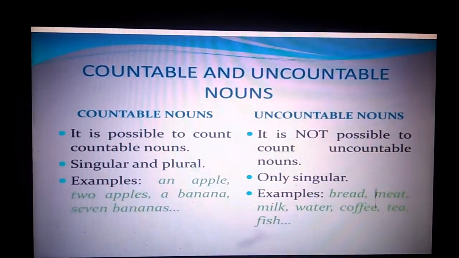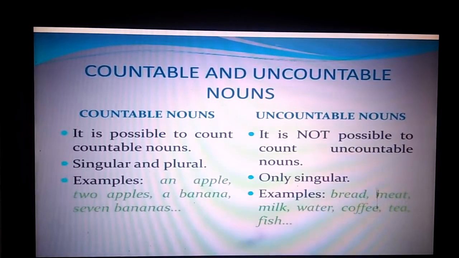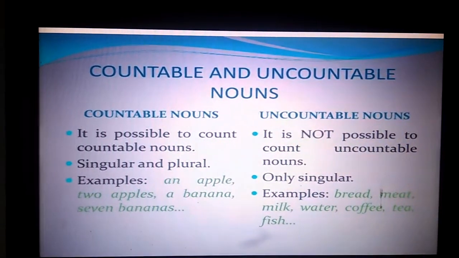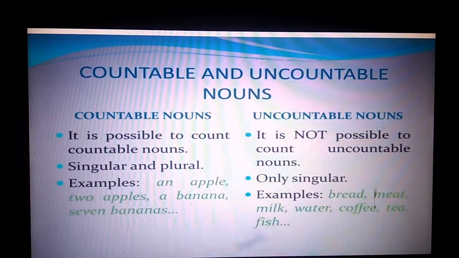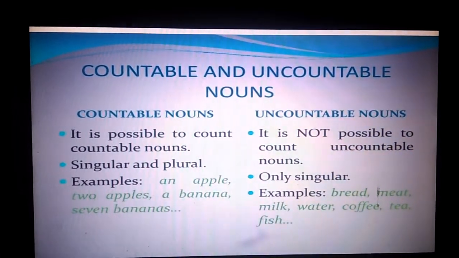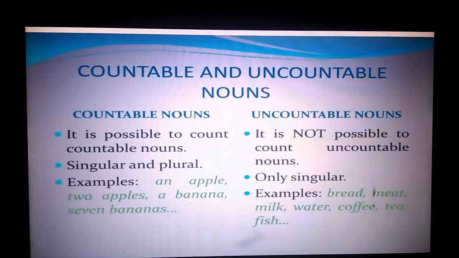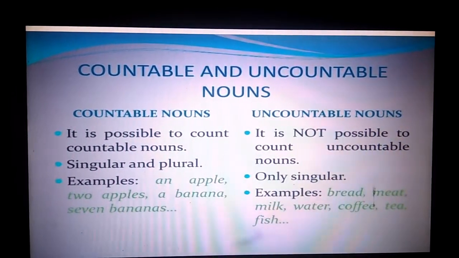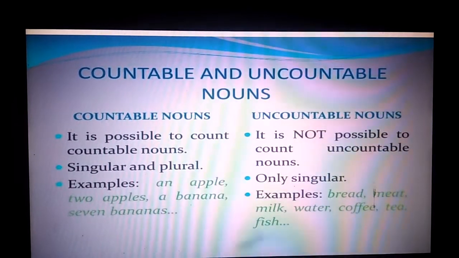Countable nouns are the nouns which we can count in number, and countable nouns are singular and plural. As examples we can see: an apple, that is a singular noun; two apples, that is a plural noun, but still they both are countable nouns.